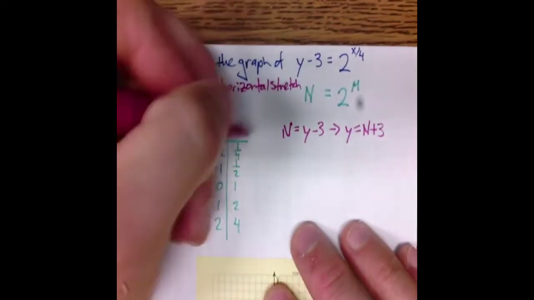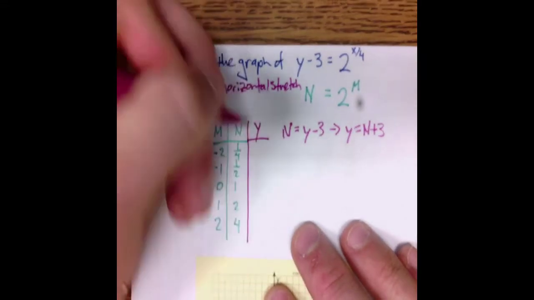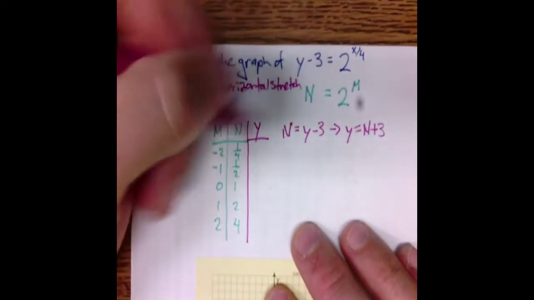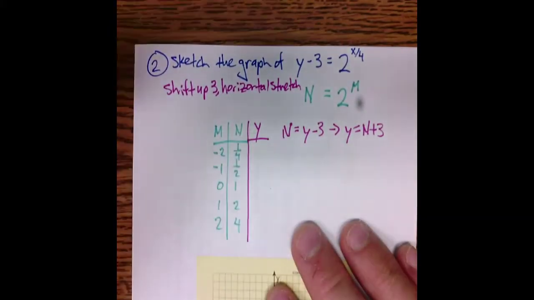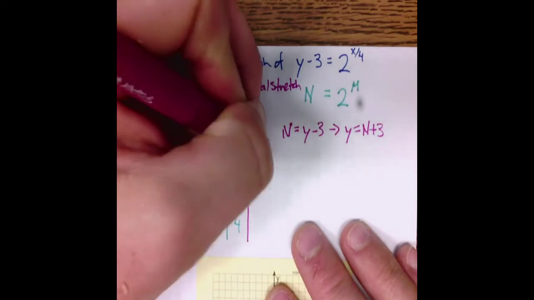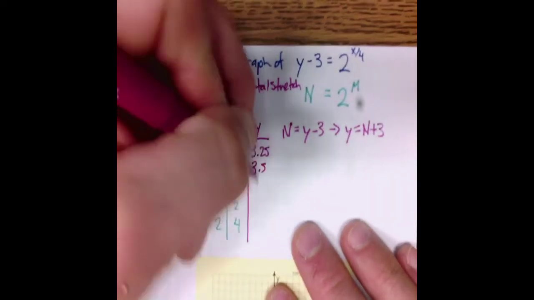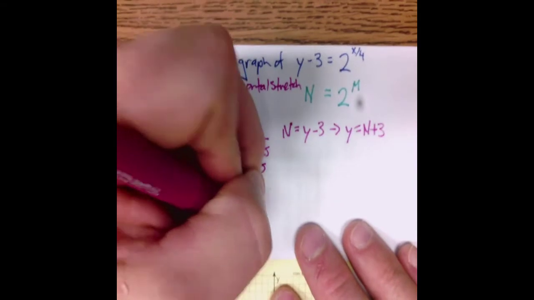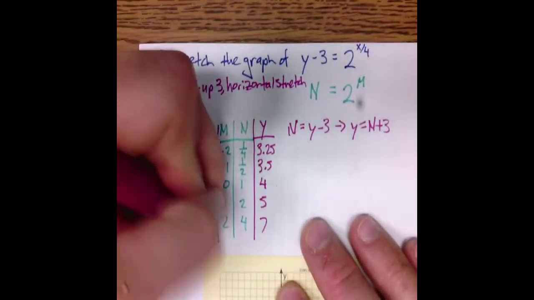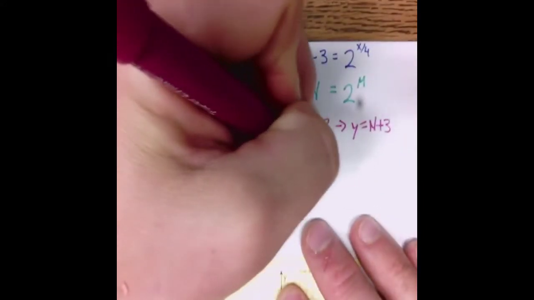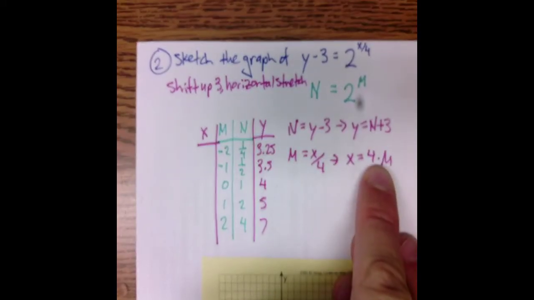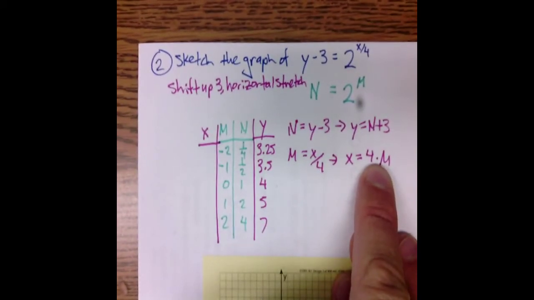And then what we can do here is we can just extend, right? And all we're doing is adding 3, right? y is n plus 3. So if I take my n's and I add 3, well, that's 0.25. I'm going to put it as a decimal. 3.25, 3.5, 4, 5, and 7. And then my x's, remember my x over 4 is m. So if I said m equals x over 4, that means that x equals 4 times m, right? So again, that's why this actually is a stretch horizontally rather than a compression.